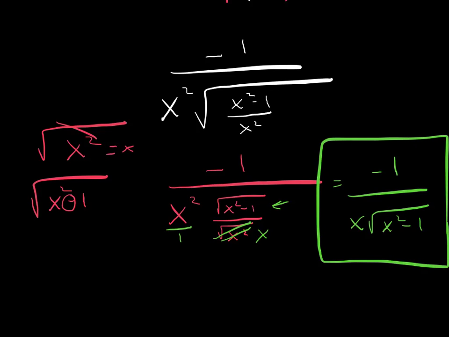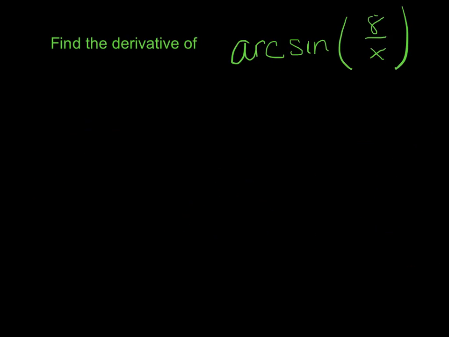Okay, so if at any point I talk too fast to you, that's a pretty common algebra step. I mean, I tried to say it as slow as I could. Pause it, rewind it, go back and try it again. Alright, so let's practice, like I said, a very, very similar one. Find the derivative of arc sine of 8 over x. So you're on your own, pause it, see what you get.